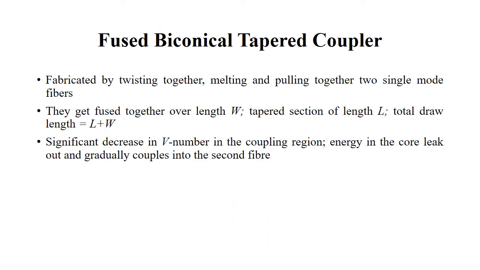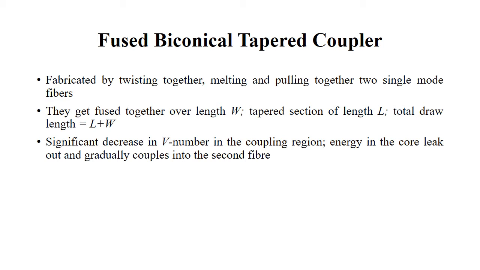Fused biconical tapered coupler: here the coupler is fabricated by twisting together, melting and pulling together 2 single mode fibers. They get fused together over length W, with a tapered section of length L, and a total draw length equal to L plus W. There is a significant decrease in the V number in the coupling region, and energy in the core leaks out and gradually couples into the second fiber.